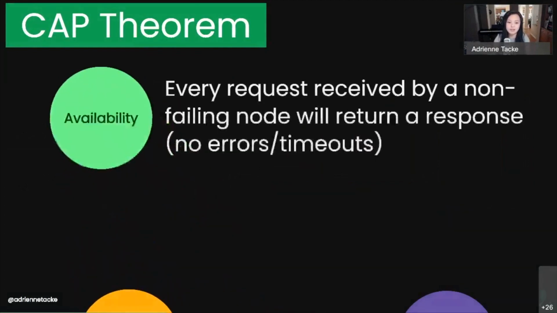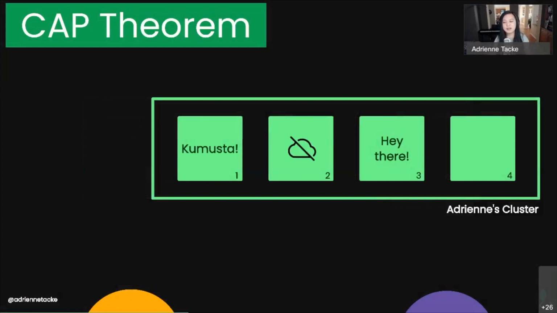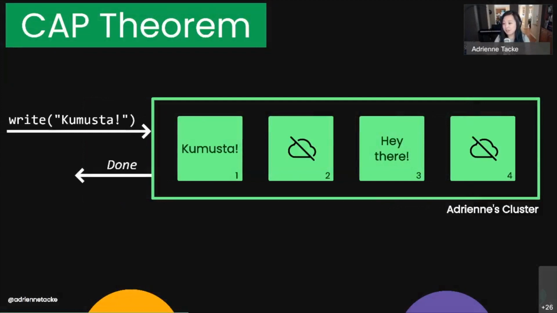Next is availability. So availability in the CAP theorem states that every request received by a non-failing node will return a response, meaning no errors or timeouts either. So let's go back to our cluster. Same 4 nodes, same values, all "hey there." Now, in an available system, if we made a call, we would be able to still receive a response, despite having, say, 2 nodes go offline, just like it did in my cluster. An available system would be able to write "kumusta," and it will reconcile the replication of this in the back end, but to the client, to the front end, it's always available.